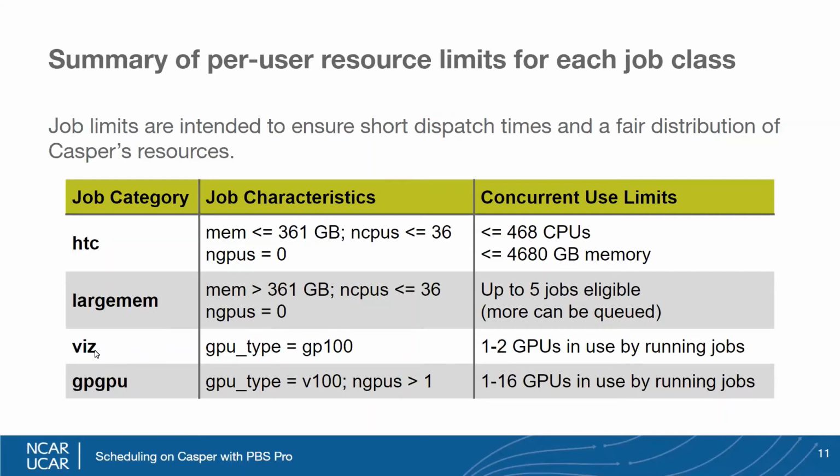So that's a way to keep people from dominating those 2 nodes, since it is a pretty limited resource. For the Viz, and that should be an S, apologize for that, not a Z, this is the GP100 types, and you can ask for 1 to 2 GPUs from your running jobs. And again, that's just so that we make sure people can get a desktop in a reasonable amount of time, and also a visualization node in a reasonable amount of time. And then for the GPUs, the V100 types, you can ask for up to 16 GPUs in use by running jobs. So that'd be like 4 full 4x jobs or 2 full 8x jobs.